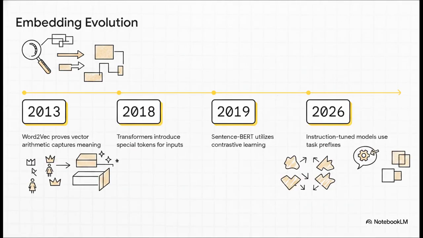The history of this tech is actually wild, and it's moved incredibly fast. Back in 2013, Google's Word2Vec completely blew people's minds by proving that vector arithmetic could capture meaning.